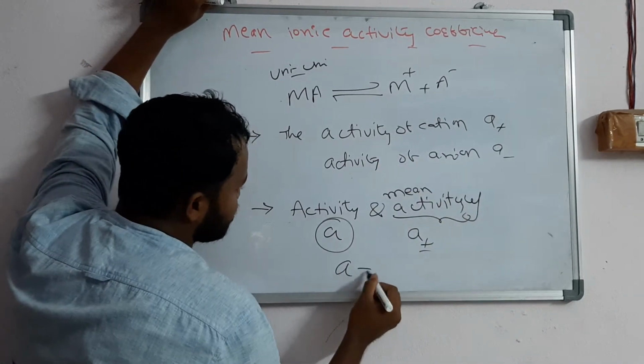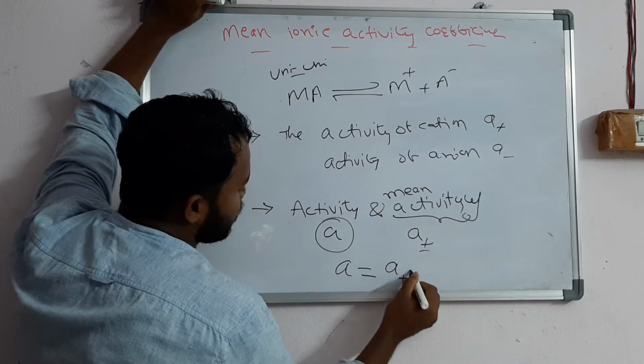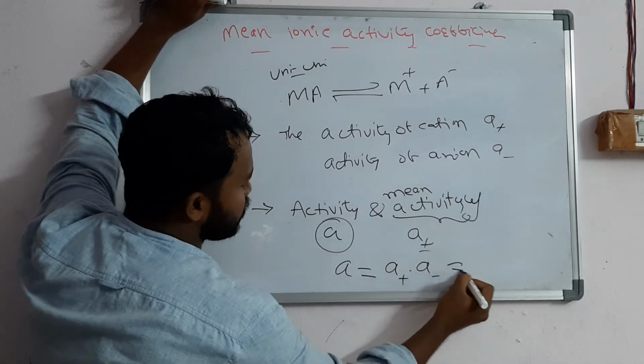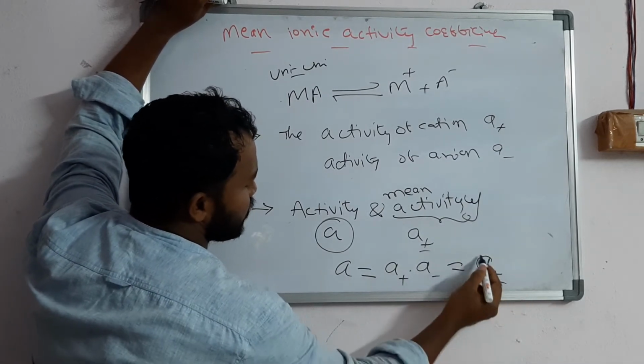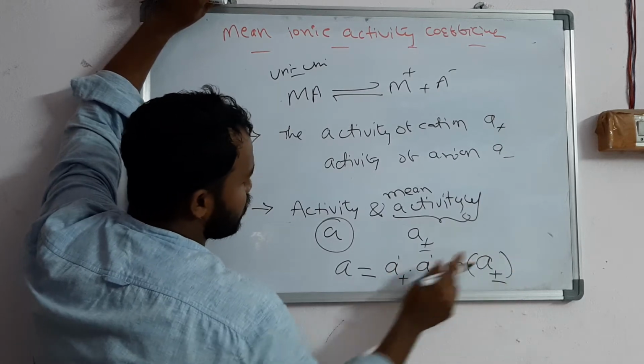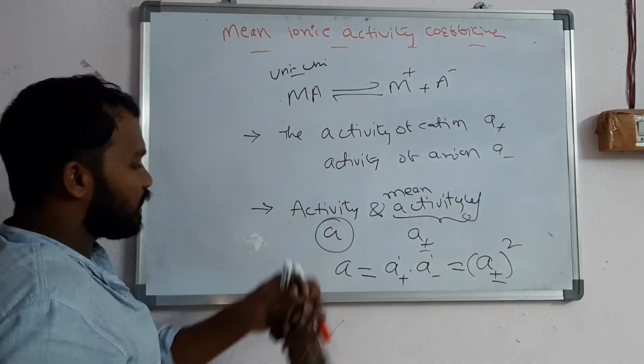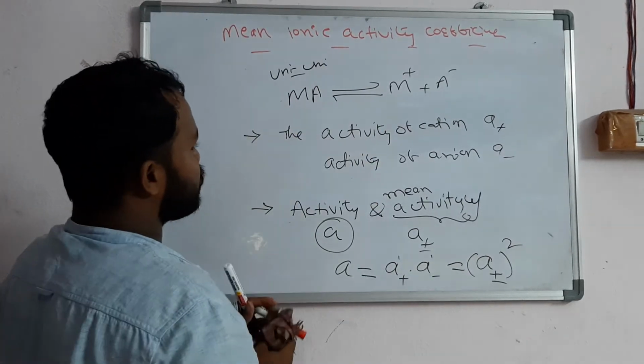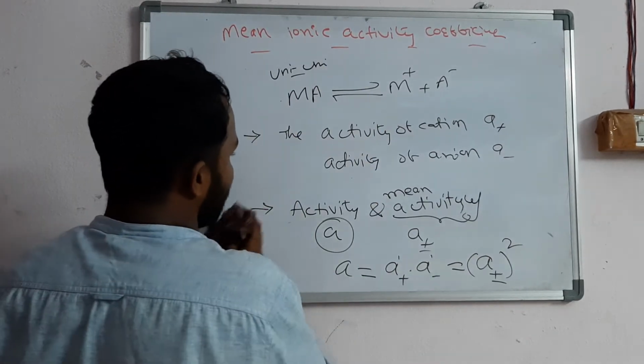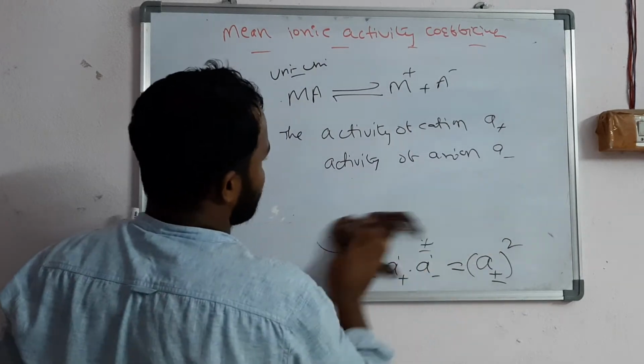That we know that A is equal to what? A plus into A minus, that you should write. That is nothing but A plus or minus whole square. When bases are same, you should add the sum of the powers. That is A plus or minus whole square. So this is for uni-univalent electrolytes. If I take other electrolytes, what is the reaction?